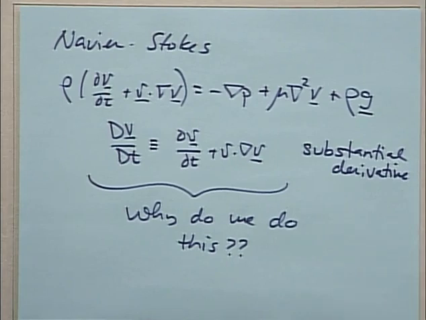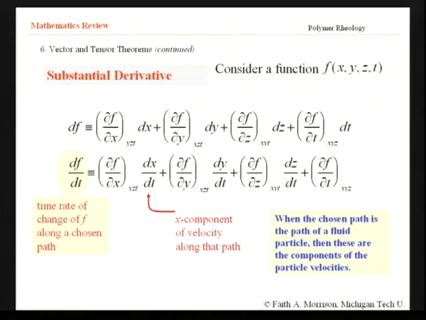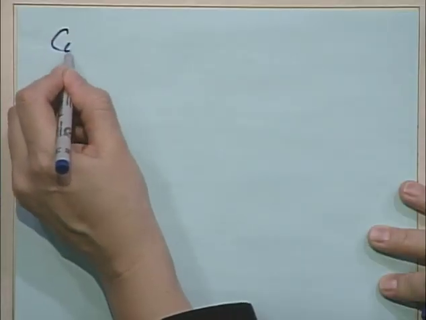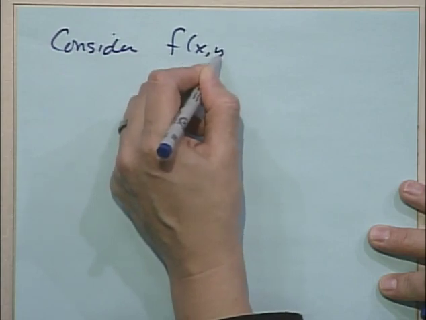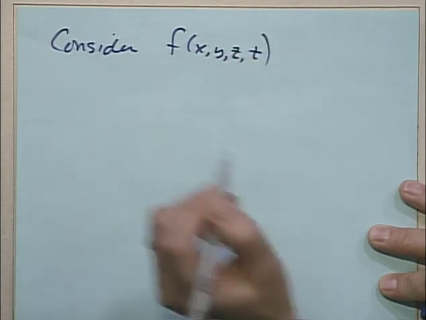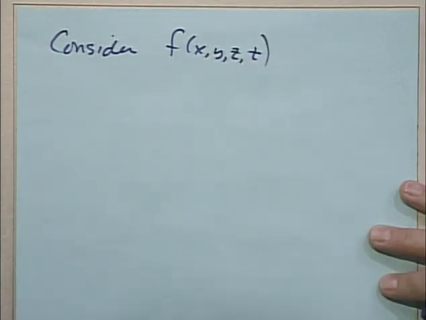And let me show you, okay? The bottom line is, and this is summarized on the slides, but perhaps it'll be more clear if I just go through it. Consider this kind of three-dimensional function, f of x, y, z, and t. So this might be velocity, which it is in the Navier-Stokes equation.